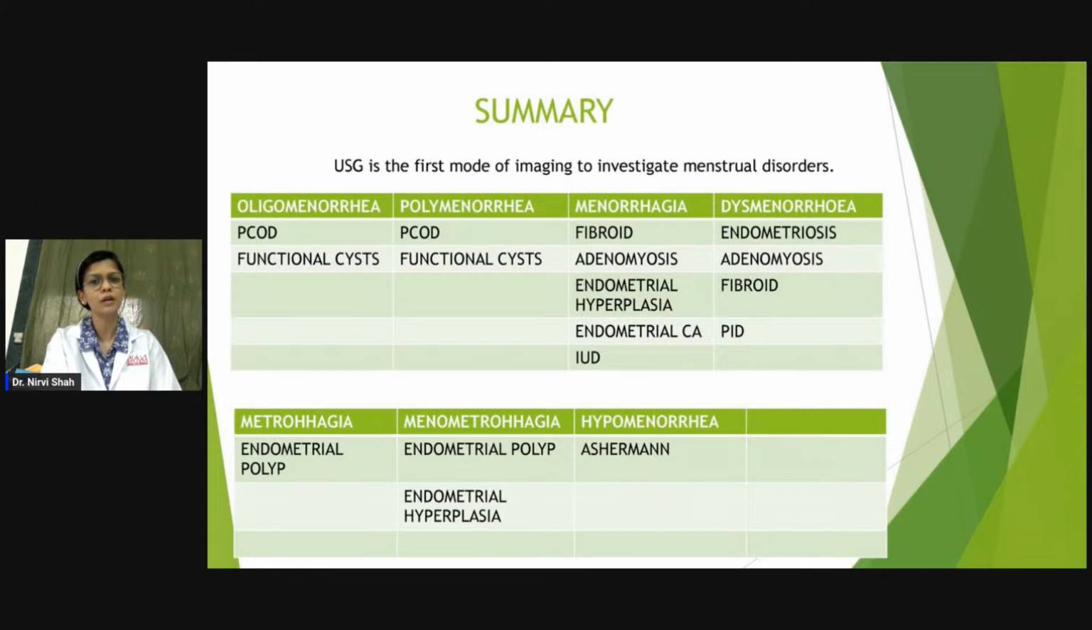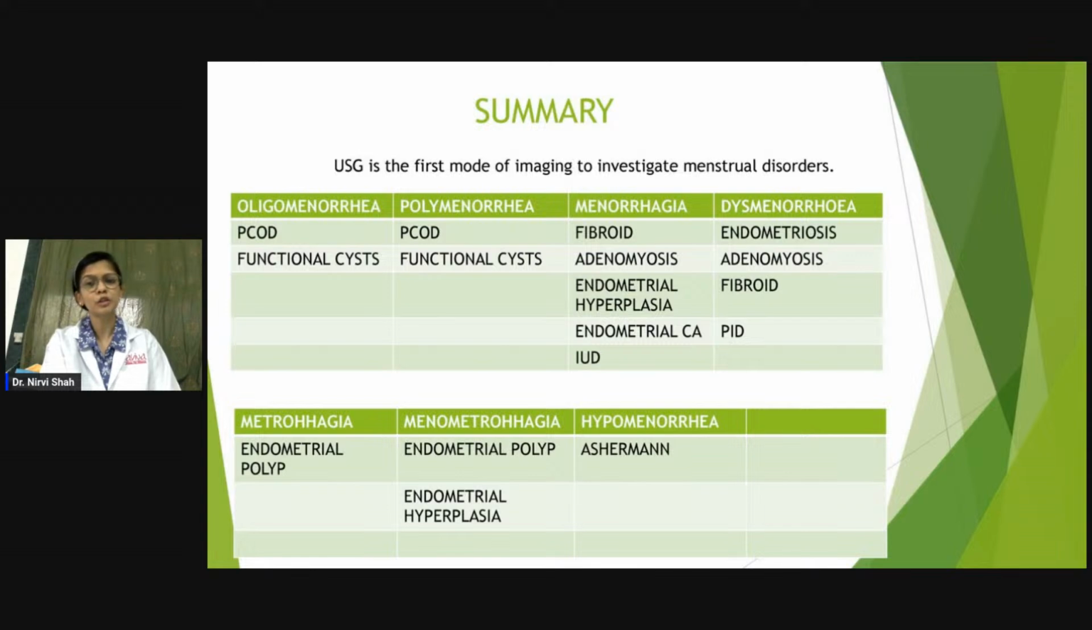Whereas if it's menorrhagia, there's fibroid, adenomyosis, endometrial hyperplasia, endometrial carcinoma, and also IUD, intrauterine copper T, which is one of the most common causes of menorrhagia and can be diagnosed. On USG, sometimes it's a misplaced copper T, so USG is also an important diagnostic tool for a misplaced copper T. Also, sometimes if it is embedded, then we do USG-guided hysteroscopic removal of the copper T. So USG plays a role in intrauterine device removal if it's embedded.